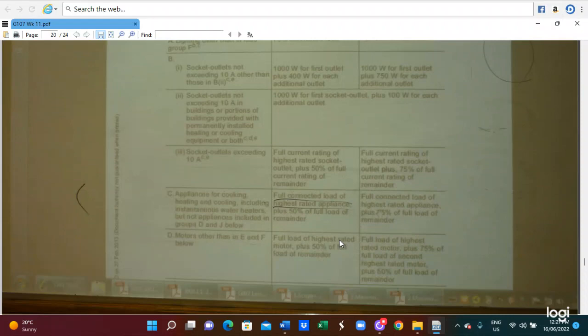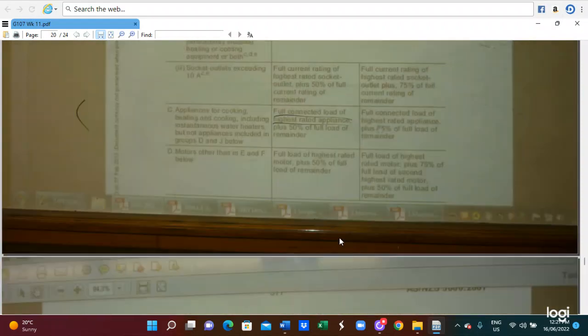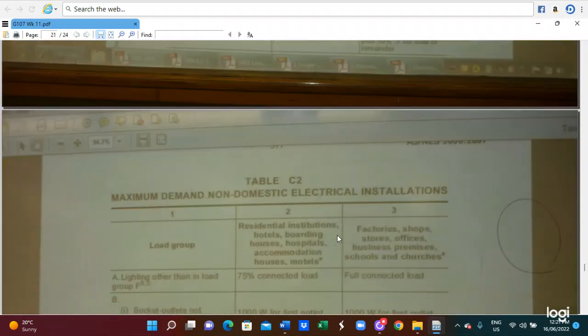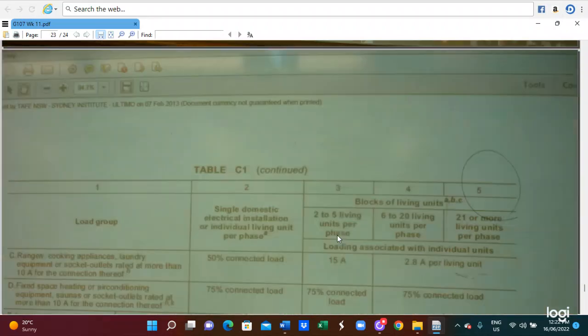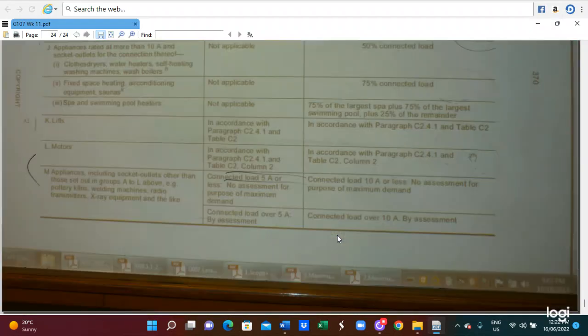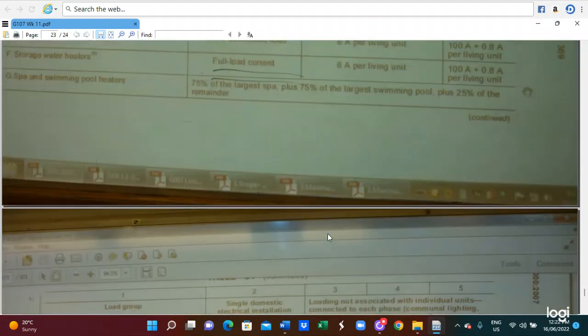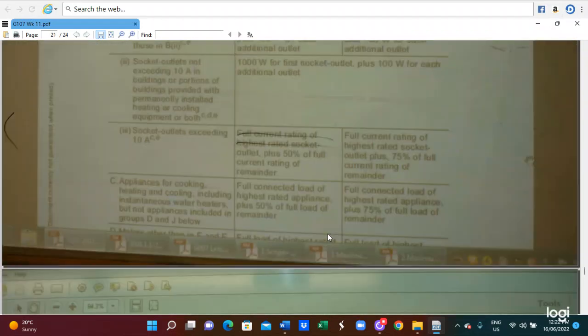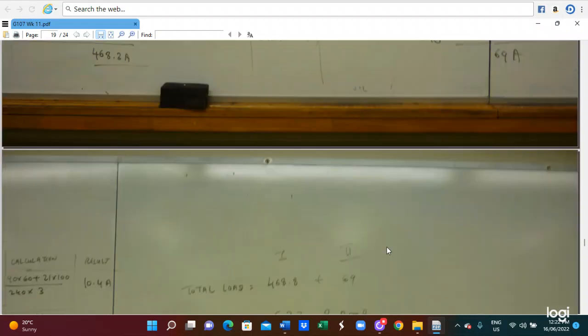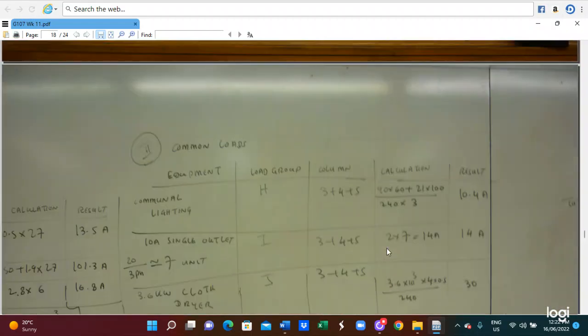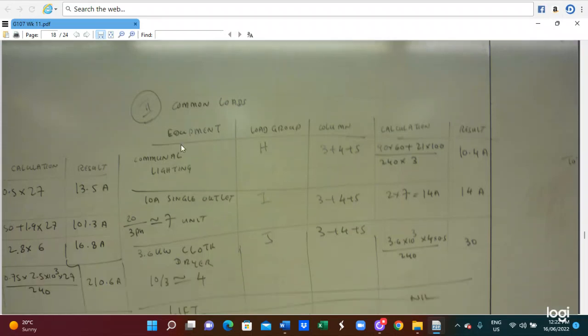So those are the reference tables. Now we also calculate for the communal load. This is the reference table that we utilize to calculate. So this is another thing, we also calculate common load, communal lighting. Communal lighting load group H. So we refer to column 3, 4, 5.